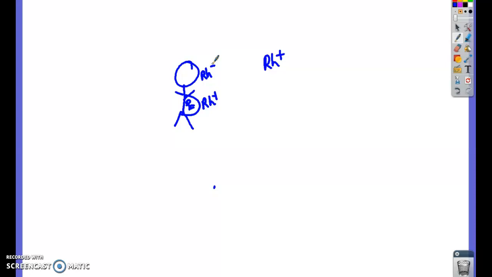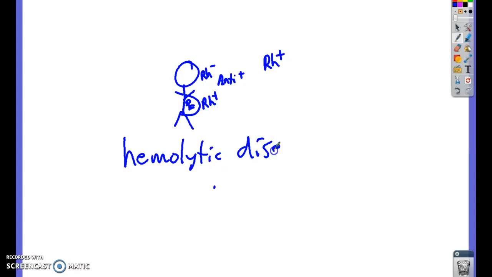When the baby's blood mixes with the mother's blood, the mother begins to make antibodies, we'll say anti-Rh positives, and they go and start attacking that. Now, even though the blood from the mom does not cross over into the baby, these antibodies can, and if they do, they start attacking the Rh positive markers on the baby's blood and can start destroying it. This is called hemolytic disease of the newborn.